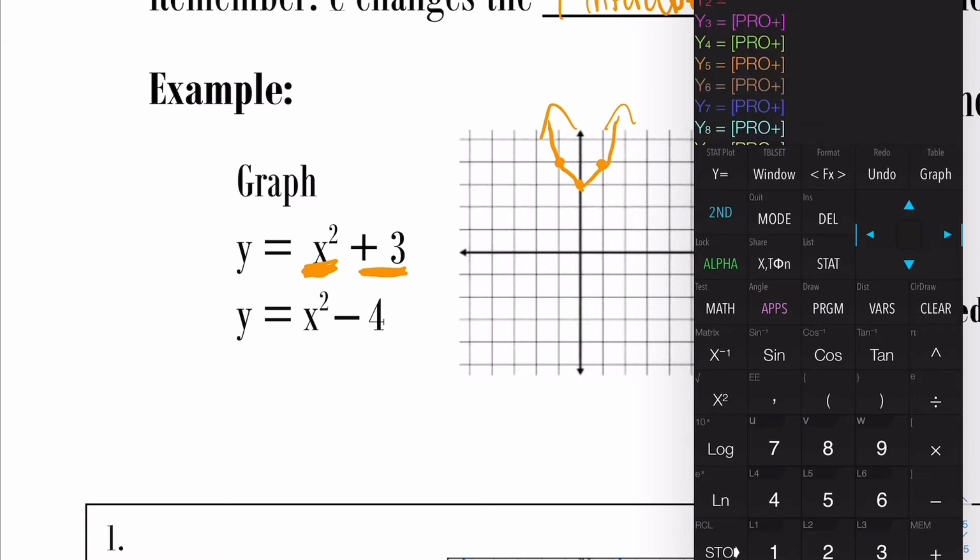For the second one, we'll do x squared minus 4. Look at the table. And this is still a familiar shape. It's just shifted down. 0, negative 4. 1, negative 3. Negative 1, negative 3. And there's our x-intercept.